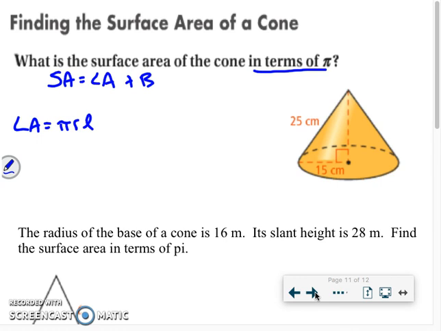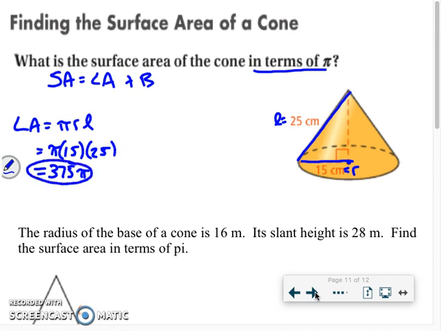So we do know r on the picture is 15. We do have the outside height, not the inside height, so we do have L. We have everything that we need to figure this out. So we can go pi times the radius of 15 times the slant height of 25. And let's just leave that in terms of pi right now as 375 pi. That's our first number we needed.